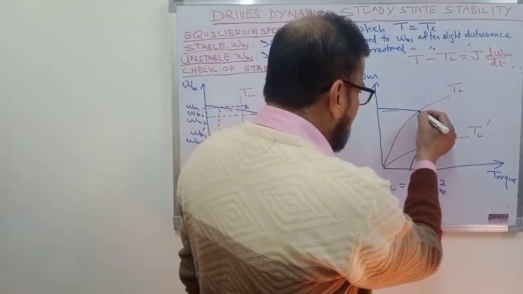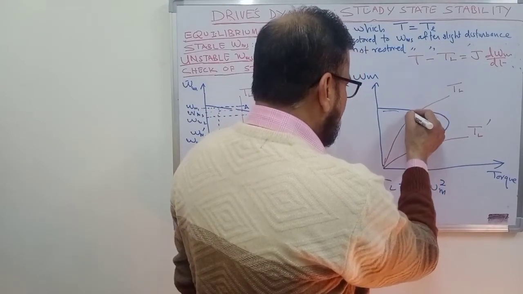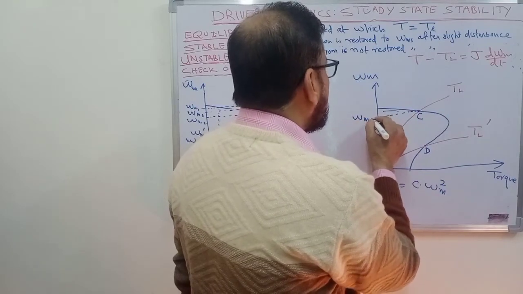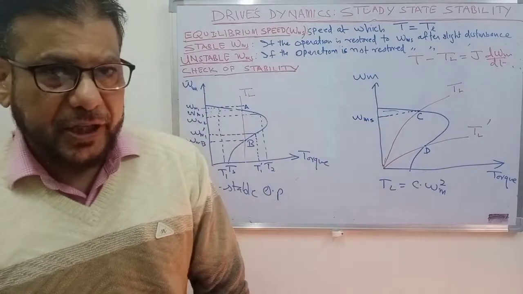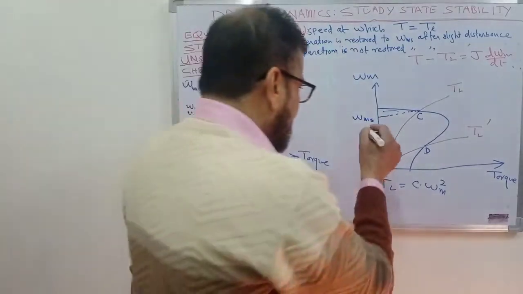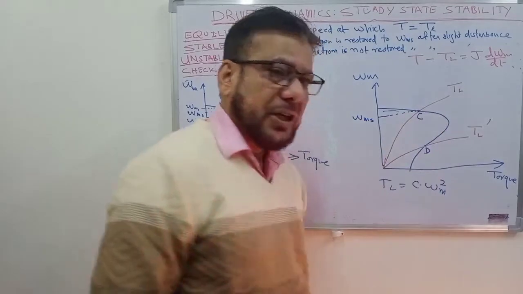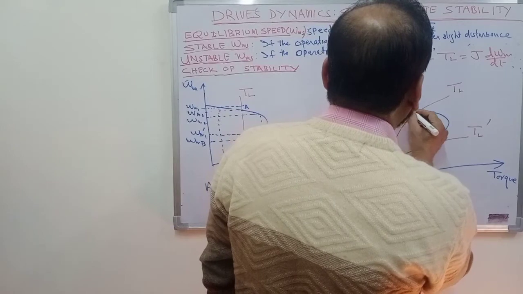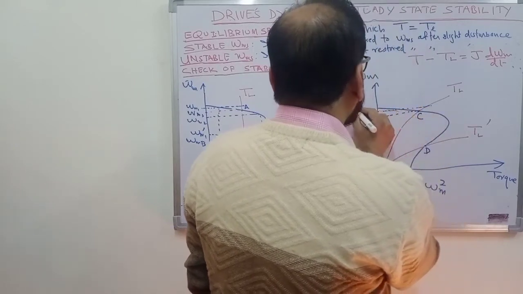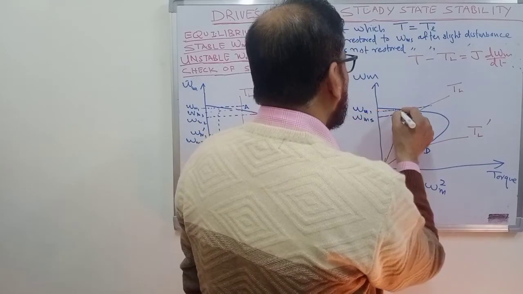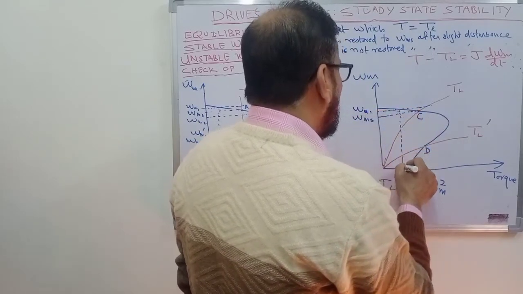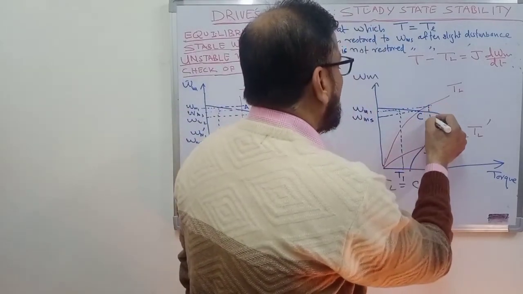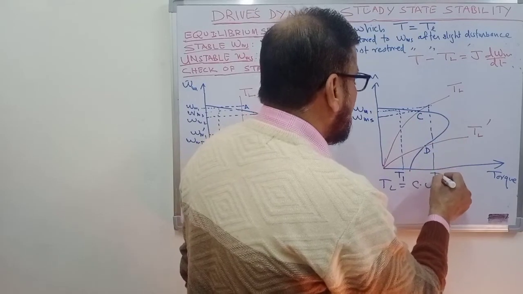Let us take the first case. This is the operating point. The steady state speed at this operating point is omega ms, you may call it omega s. Let us check the stability of this point. You increase the speed slightly and see what happens. Increasing the speed from omega ms to omega m1 will cause the motor torque to become equal to T1 and the load torque to become equal to TL1.